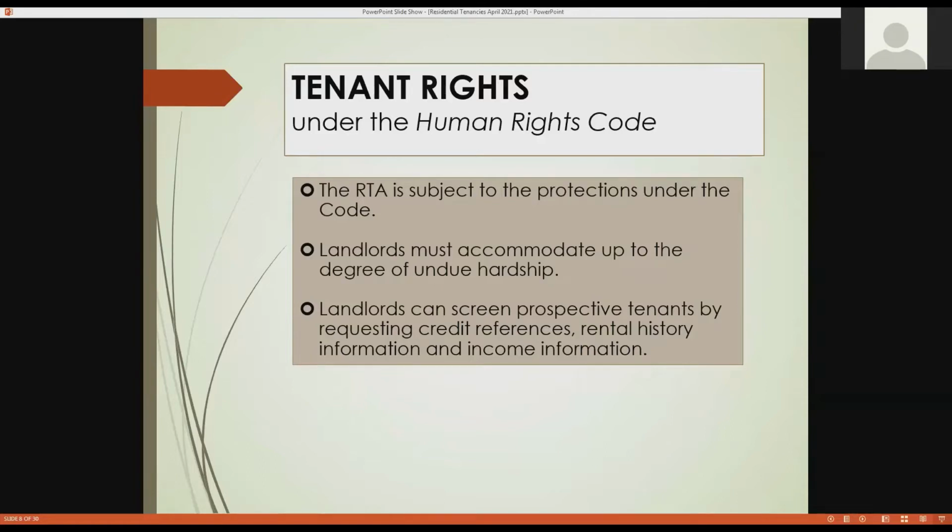These cases can be really complicated. So we always suggest that if there's potentially a disability that is resulting in some of the issues in your residential housing, that you seek legal advice on that as soon as possible.